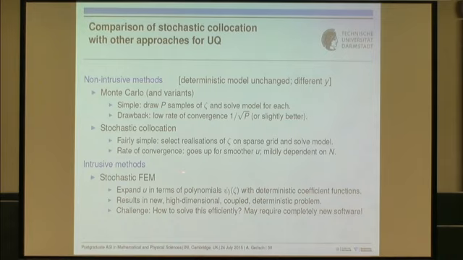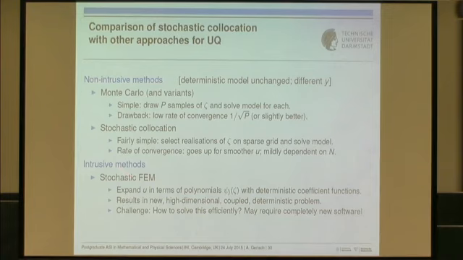And the rate of convergence goes up for smoother U, and the number of simulations you need is only mildly dependent on n. We have done simulations with up to 20, 25 stochastic dimensions, and that's already quite some effort, but still doable. With many more, it also becomes expensive.